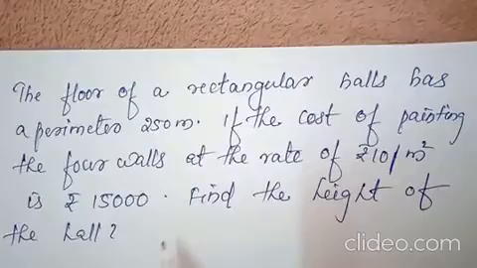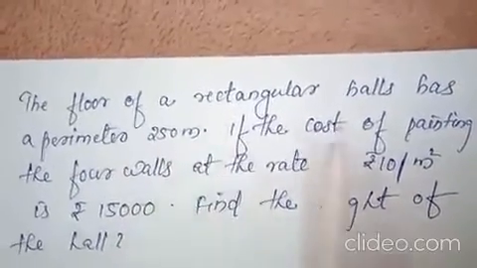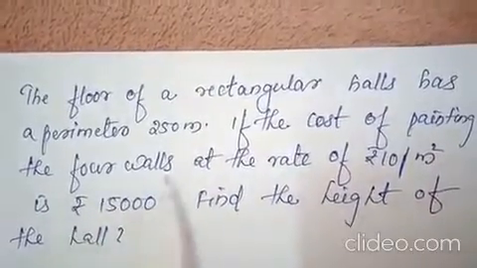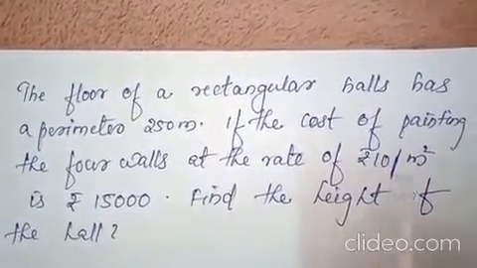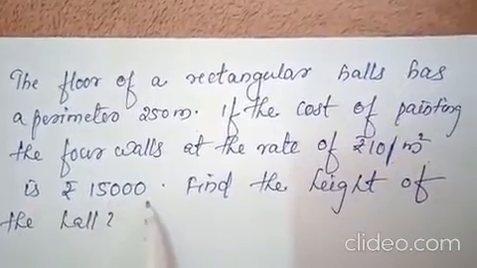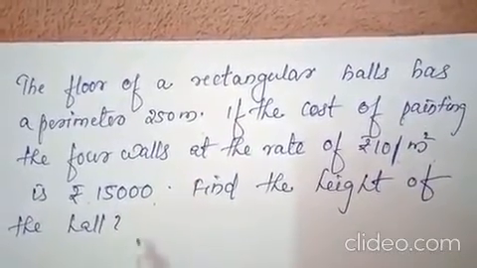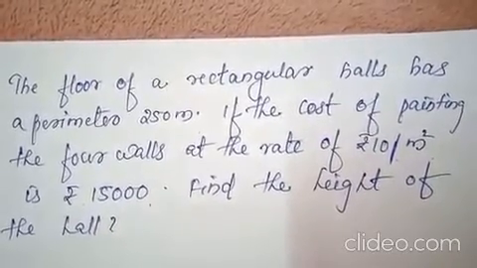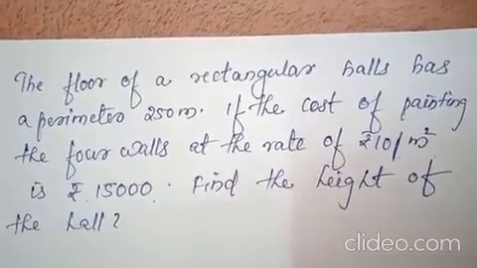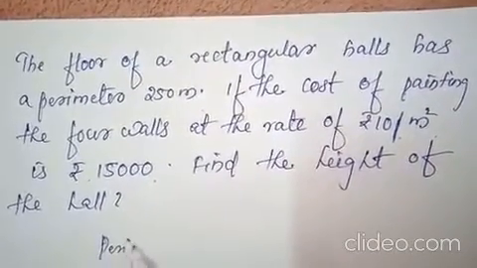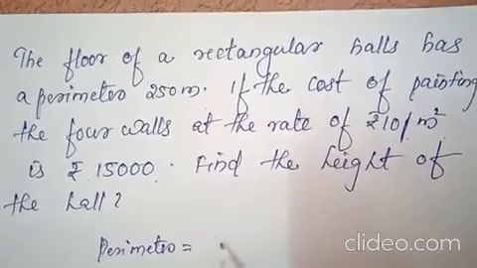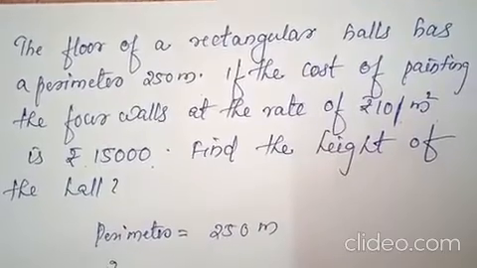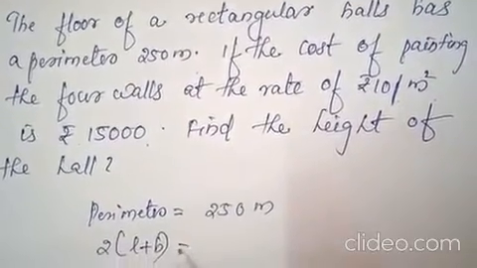The next question is the third one. The floor of a rectangular hall has a perimeter 250 meter. If the cost of painting the four walls at the rate of rupees 10 per meter square is rupees 15,000, find the height of the hall. They are given the perimeter. We have to find the height and also the cost of painting four walls. So here perimeter equals 250 meter. As we know, the rectangular perimeter is 2 into L plus B equals 250.